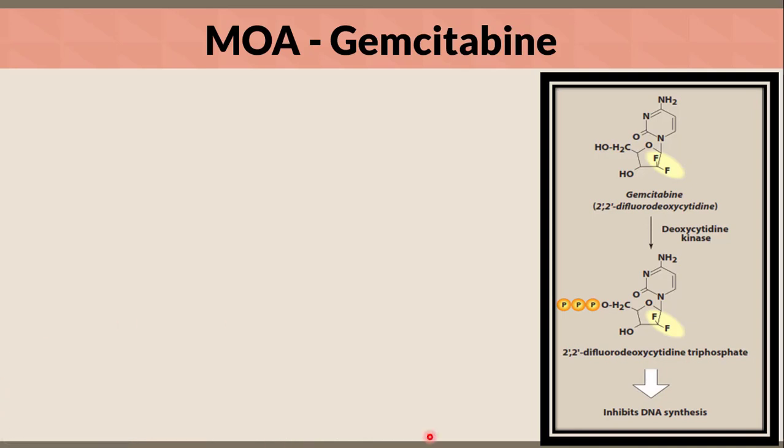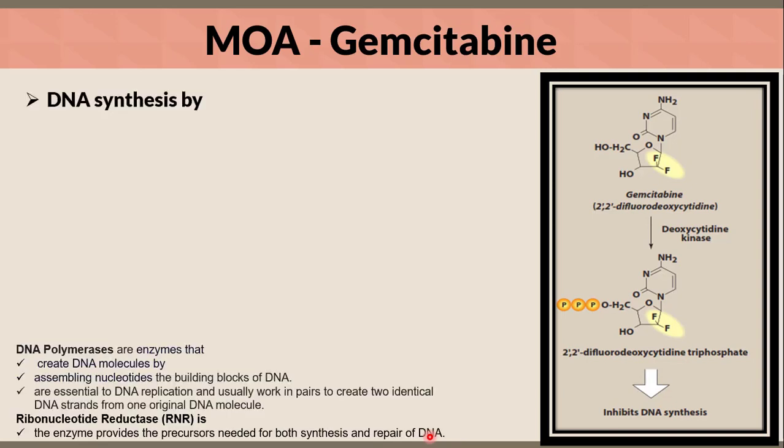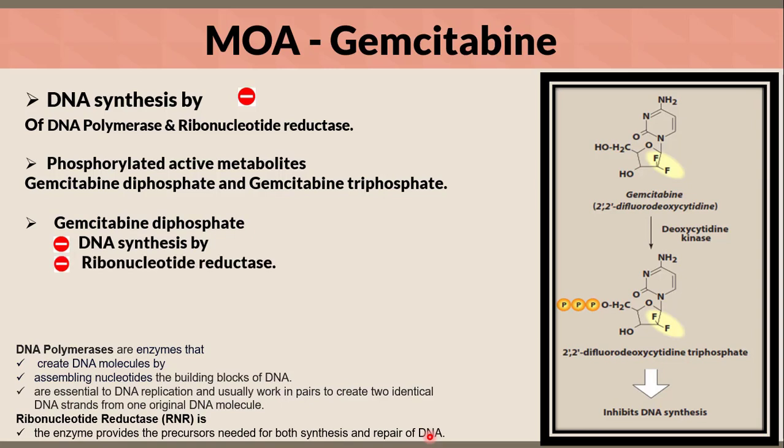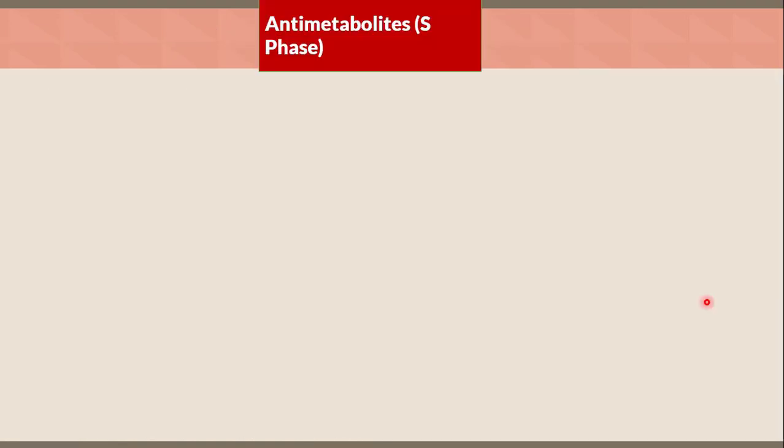For the mechanism of action of gemcitabine, it inhibits DNA synthesis by inhibition of DNA polymerase and ribonucleotide reductase. The phosphorylated active metabolites are gemcitabine diphosphate and gemcitabine triphosphate. Gemcitabine diphosphate inhibits DNA synthesis by inhibition of ribonucleotide reductase, and gemcitabine triphosphate incorporates into DNA and inhibits DNA polymerase, and as a result, DNA synthesis is inhibited.